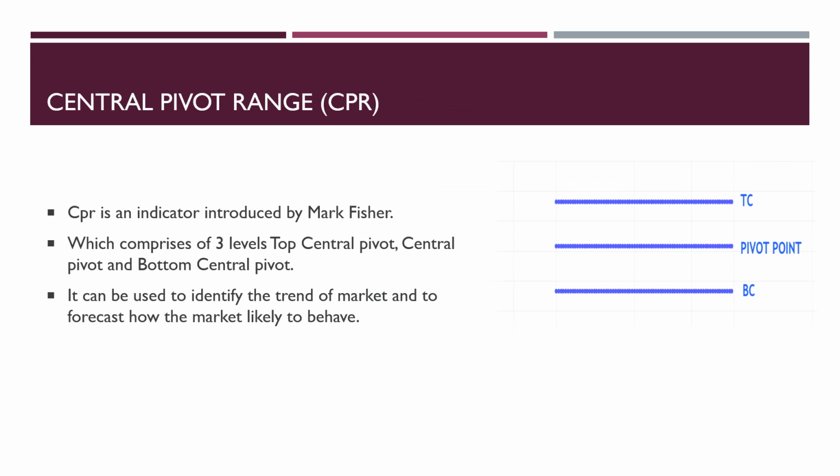Central Pivot Range. CPR is an indicator introduced by Mark Fisher, which comprises three levels: top central pivot, central pivot, and bottom central pivot. It can be used to identify the trend of the market and to forecast how the market is likely to behave.